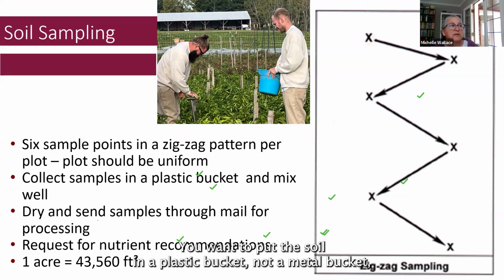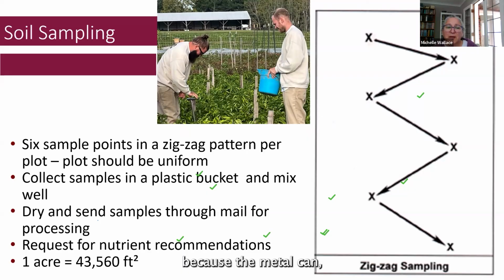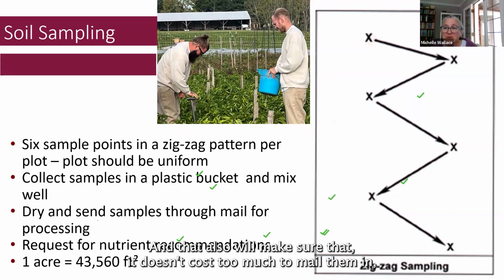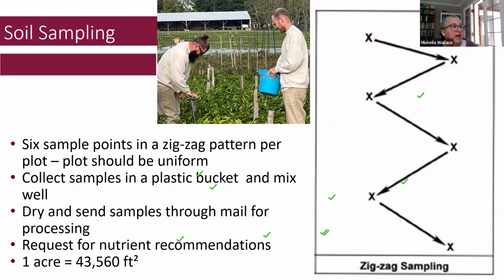You want to put the soil in a plastic bucket, not a metal bucket, because the metal can cause trace amounts of metals to end up in your sample, and you don't want to impact the value of the readings that you're getting. You want the samples to not be overly wet when you mail them in. That also will make sure that it doesn't cost too much to mail them in. And you want them to be relatively dry for processing.